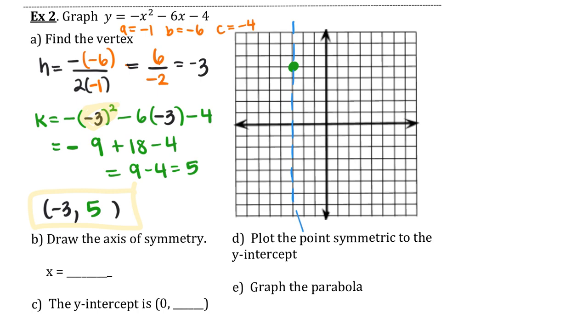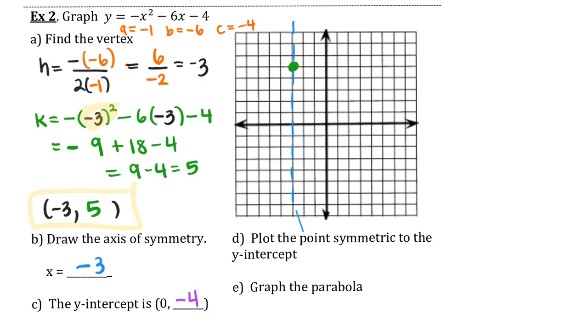Okay, axis of symmetry, again, you can get it by looking to see where the line hits the x-axis, it hits at -3, or looking at the x-coordinate. So x equals -3 is the axis of symmetry. The y-intercept is the c value, or it's the number at the end here. So the y-intercept is (0, -4).